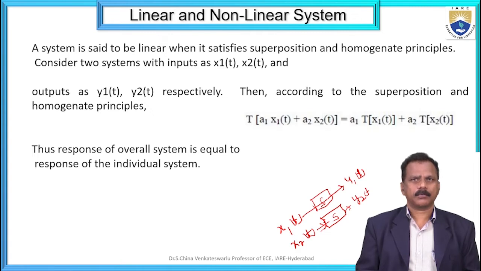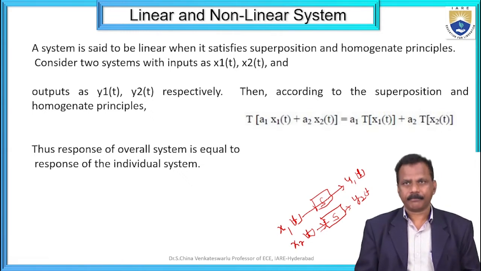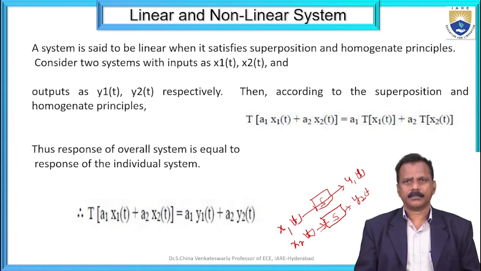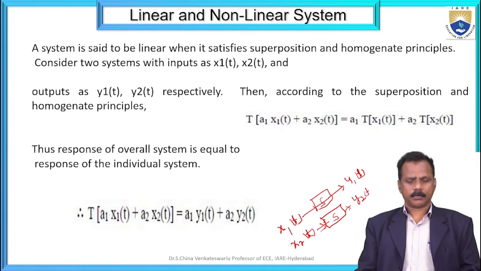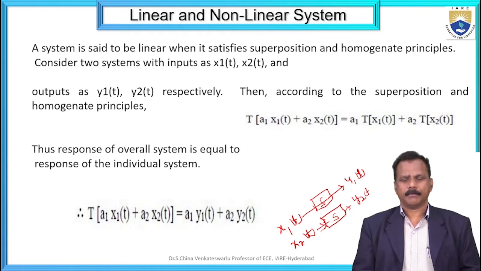According to the superposition and homogeneity principles, we have to verify that the response of the overall system is equal to the response of the individual systems. That is, we have to verify that the response to a1 x1(t) + a2 x2(t) is equal to a1 y1(t) + a2 y2(t). Using these mathematical expressions, we can decide that the response of the overall system is equal to the response of the individual systems.